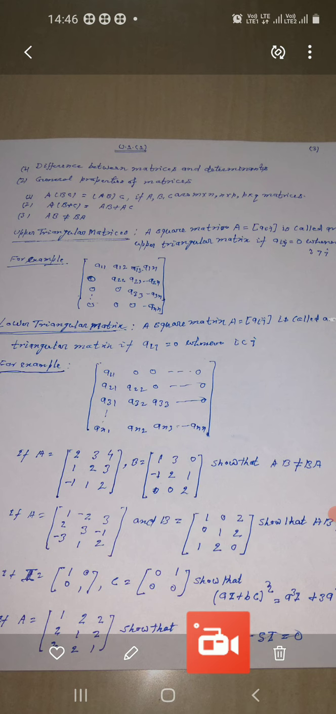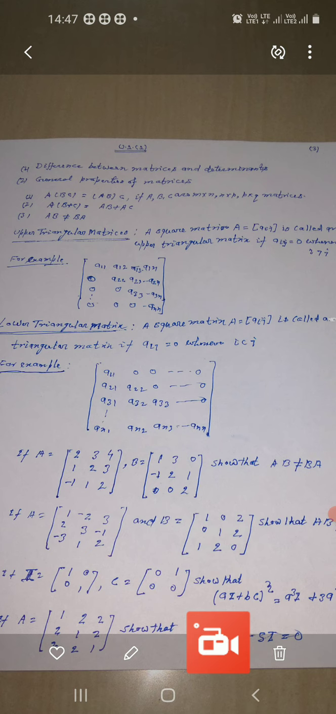Number one, A multiplied by (BC) is equal to (AB) multiplied by C. If A, B, C are m cross n, n cross p, and p cross q matrices, then you have to prove that A(BC) is equal to (AB)C. Similarly, you have to prove that A multiplied by (B plus C) is equal to AB plus AC.